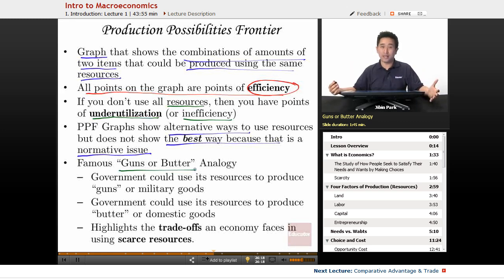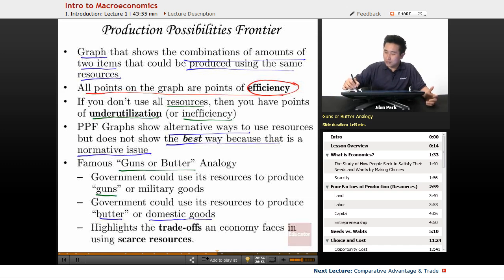And let's say there's a finite amount of money that can be spent. Let's assume $1 million can be spent on either guns or butter. One way the government could use its resources is to produce guns. So one way could be, let's spend all $1 million on guns and $0 on butter. An alternative way could be to produce butter or domestic goods, which would be $1 million worth of butter, but no guns at all, no emphasis on military. Or any combination in between would also be acceptable.